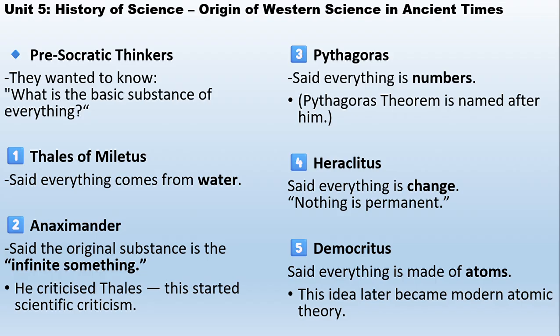So let's continue. Let's look at pre-Socratic thinkers. Who are they? What did they do? So pre-Socratic thinkers, they wanted to know what is the basic substance of everything. That is their own curiosity. They want to know what is the basic substance of everything.